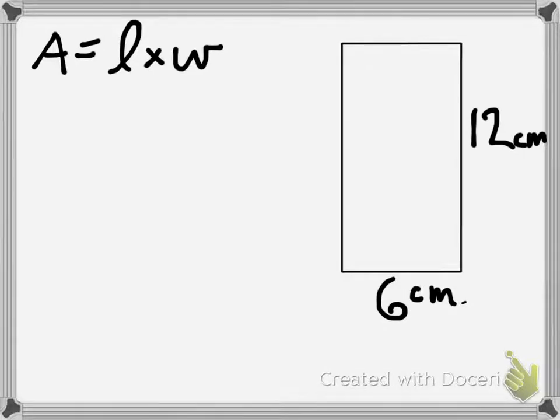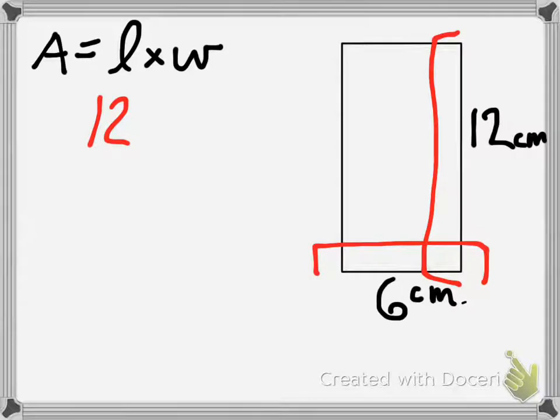So here we have a problem where we are not given the square units. We only are given the length and the width. So we have to apply that area formula to solve this problem. So I know that my length, if I look over here, I'm given the length of 12 centimeters, and I notice that my width, if I look over here, I am given 6 centimeters.